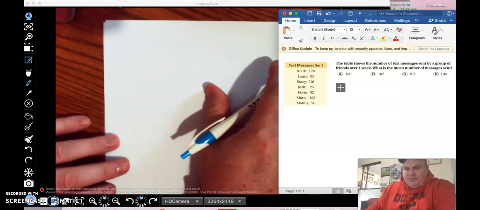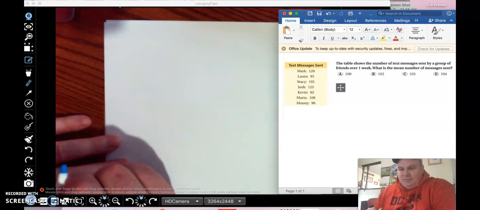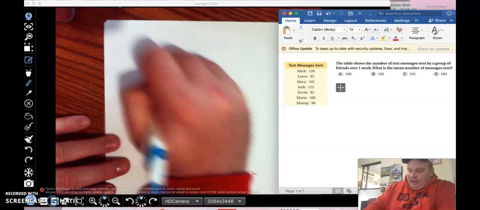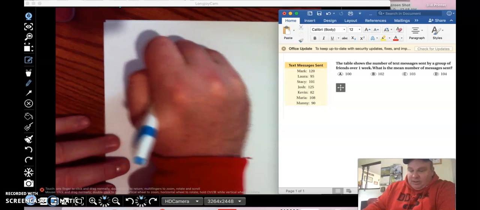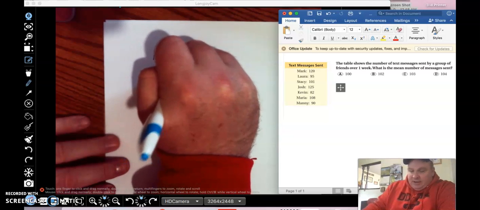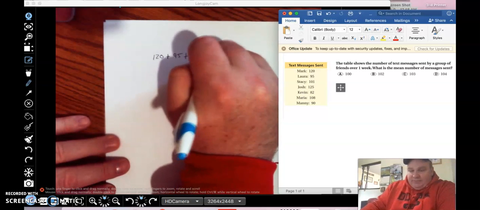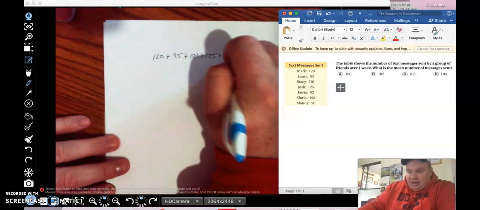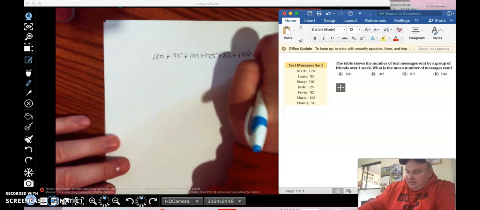Okay, so let's go ahead and solve this one together. It says a table shows a number of text messages sent by a group of friends over 1 week. What is the mean number of messages sent? Okay, what we are going to do is we are going to add up these numbers. Text messages sent. Mark had 120. Laura had 95. Stacy had 101. Josh had 125. Kevin had 82. Maria had 108. And Manny had 90.